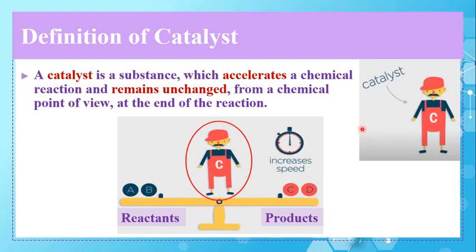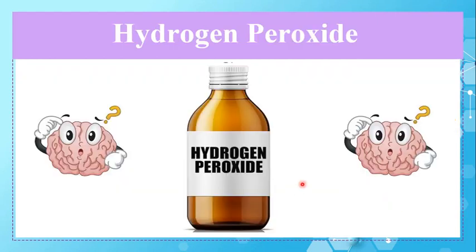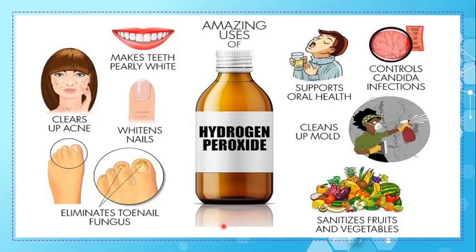Before giving an example on the work of a catalyst, I'm going to ask you, have you ever heard of hydrogen peroxide? Hydrogen peroxide is a solution that you can buy from pharmacies. Hydrogen peroxide has many uses in our daily life. It is used to clean cuts and wounds. Dentists use hydrogen peroxide for whitening the teeth. Also, it can be used to sanitize fruits and vegetables.